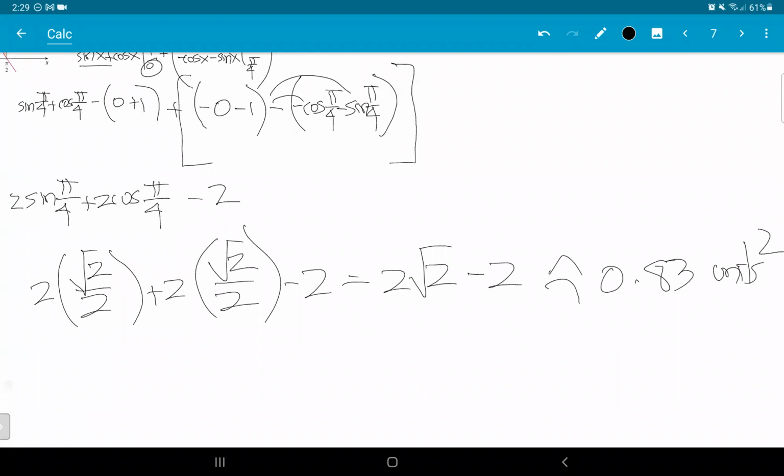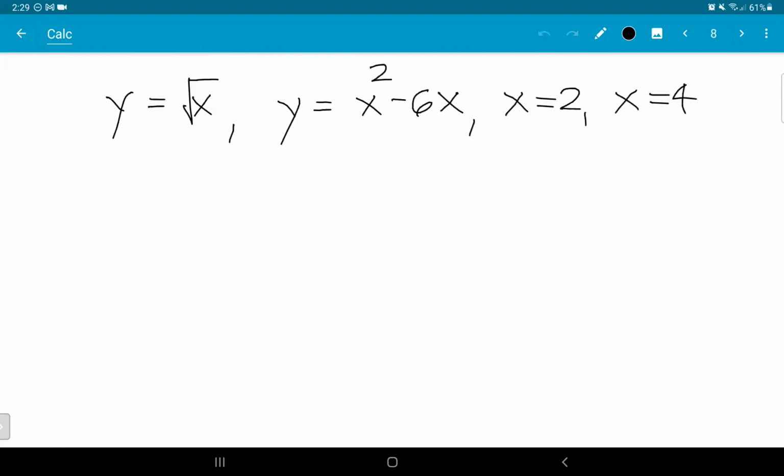So I want you to try this out. You have to sketch, and then set up the integral.